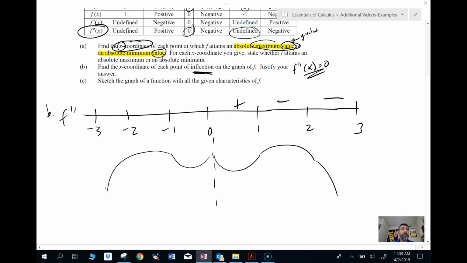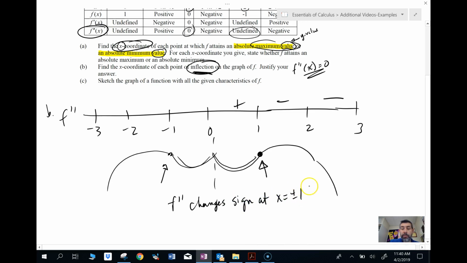So what do we got here? We're looking for an inflection point. Find the x-coordinate of inflection. So where does it change concavity? Well, this goes concave up. This is still concave up. This goes concave up to concave down. So right there, and then right here at -1. So we say f double prime changes sign at x equals 1 and -1.